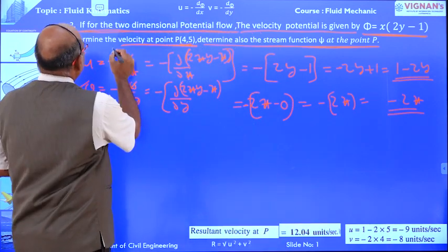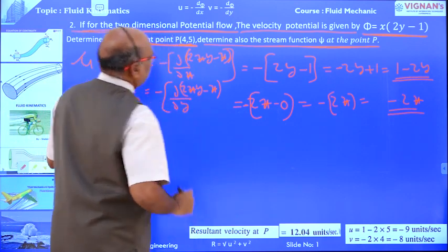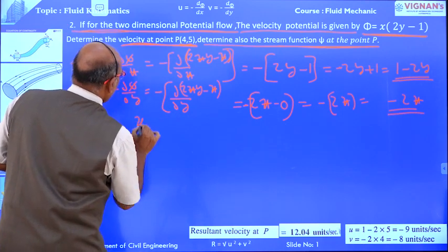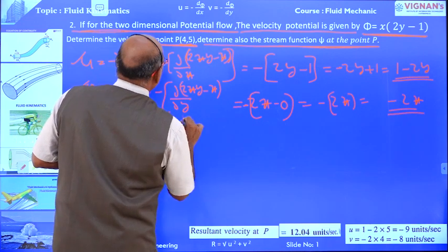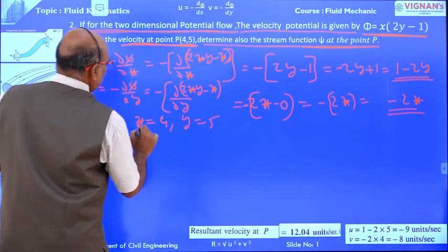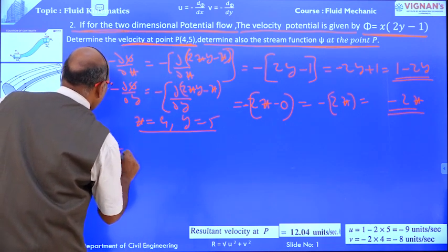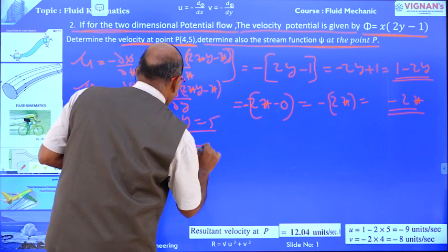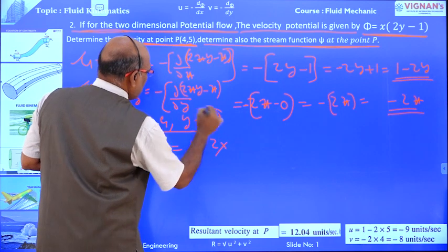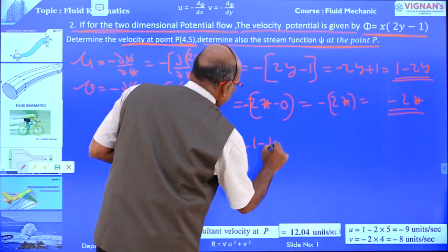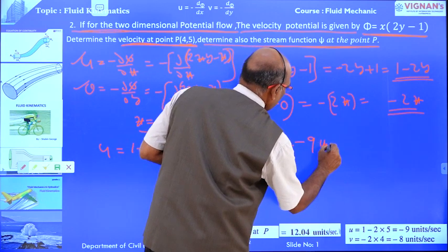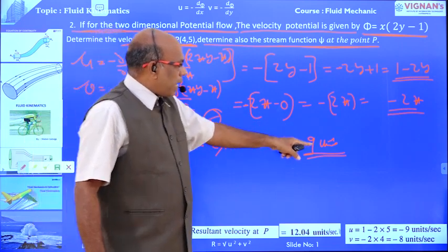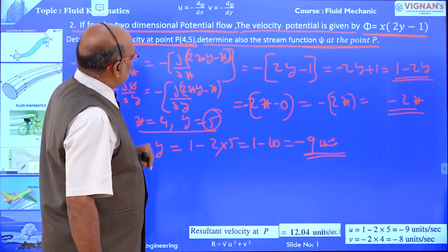What they asked here: determine the velocity at point (4, 5). Determine the velocity at point (4, 5) means x is equal to 4, y is equal to 5. At point (4, 5), u is equal to what we have here, 1 minus 2y, that is 1 minus 2 into 5. This is equal to 1 minus 10. This is equal to minus 9 units. This is the velocity component in x direction, minus 9 units at point (4, 5).